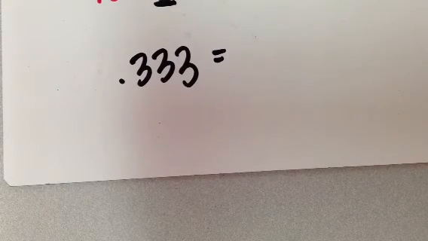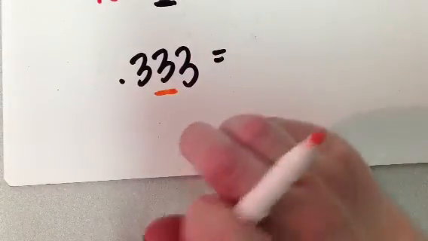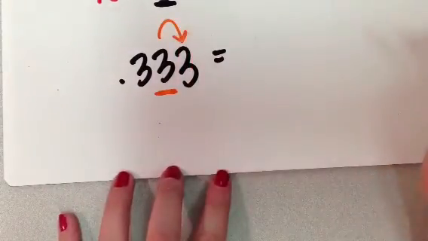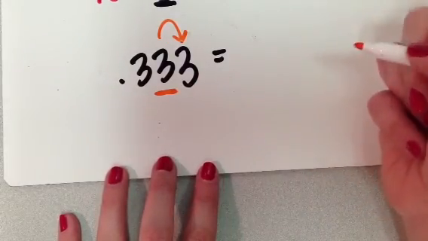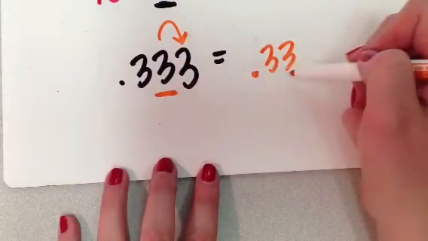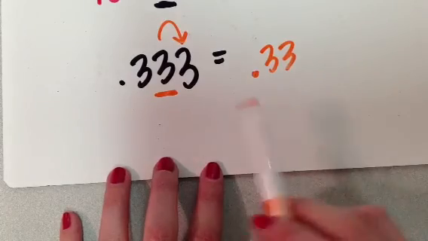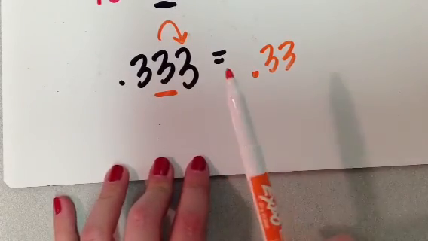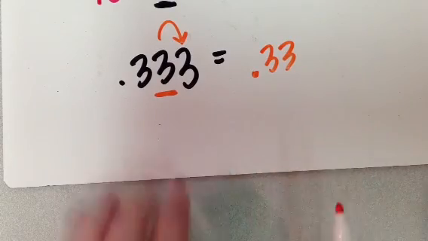Let's look at another example. 33 thousandths, and again, I want to round to the nearest hundredth. It's impacted by this guy. Is that 5 or more? And the answer is no. So that means this guy stays the same right here, and everything to the left of it stays the same. So 33 thousandths will remain 33 hundredths.